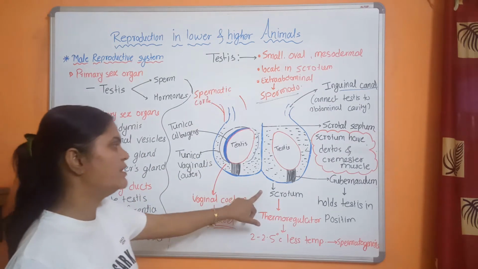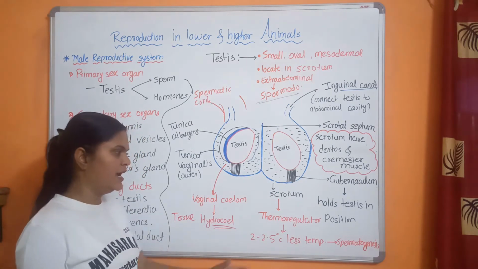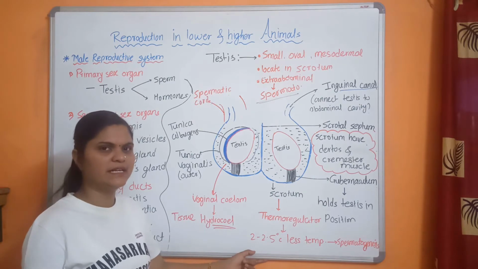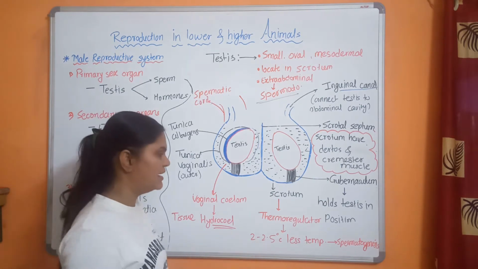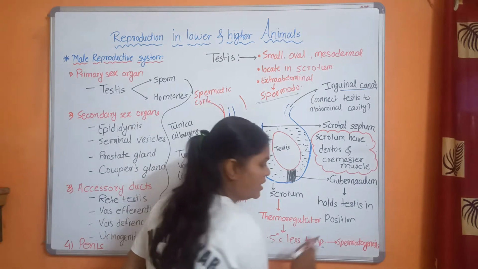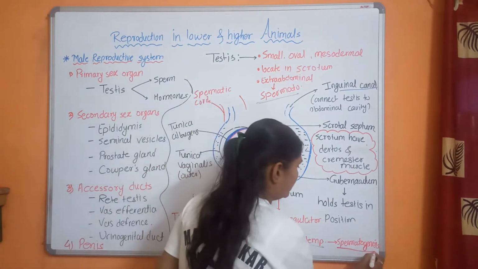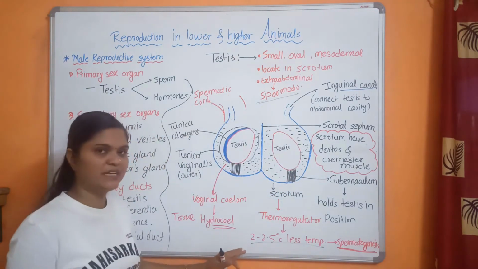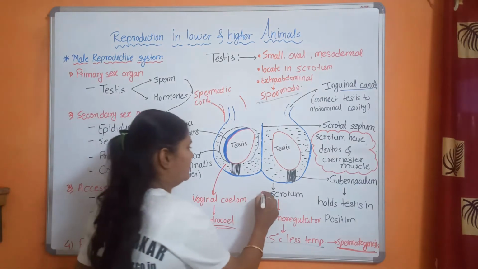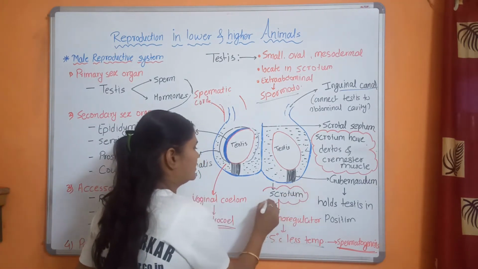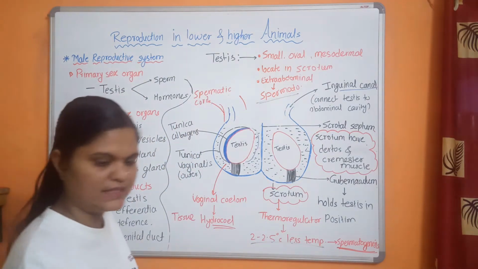The scrotum also acts as a thermoregulator. It maintains a temperature 2 to 3 degrees Celsius less than body temperature, and that is very important for the spermatogenesis process. So the scrotum is called a thermoregulator.